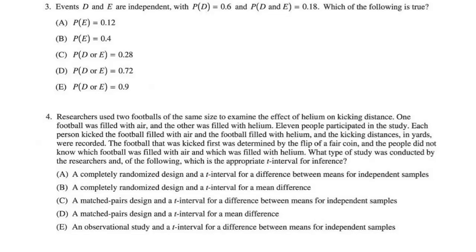Number 3, almost everybody got this one wrong. So let's talk about how to calculate number 3. It says events D and E are independent with the probability of D equal to 0.6 and the probability of D and E equal to 0.18. Which of the following is true? And then they have the probability of event E and the probability of event D or E.